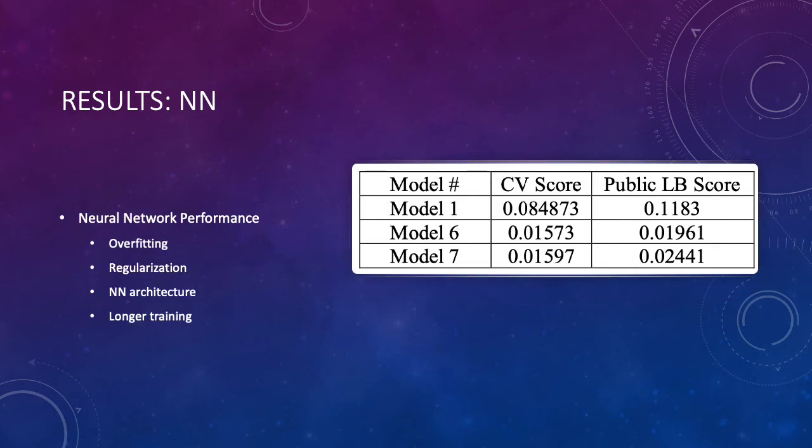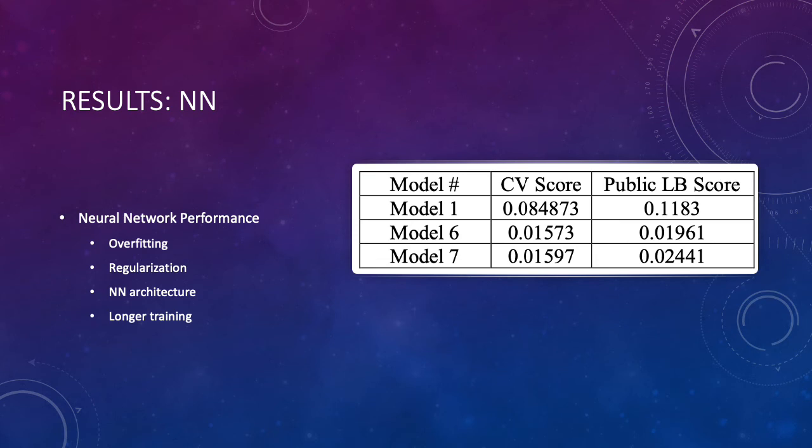And right, so now we go look at the neural networks, and what do we have? We have Model 1, Model 6, and Model 7. So Model 1 is the baseline model. We can see the CV score, the local cross-validation, the public leaderboard score. And so Model 6 is the neural network trained on the raw data with no feature engineering. And Model 7 is the same neural network retuned, including feature engineering.